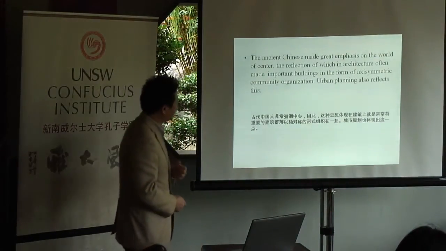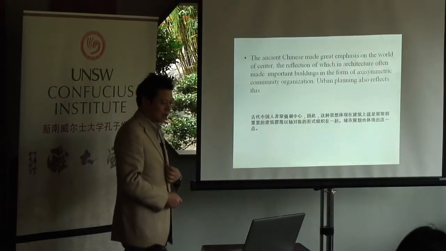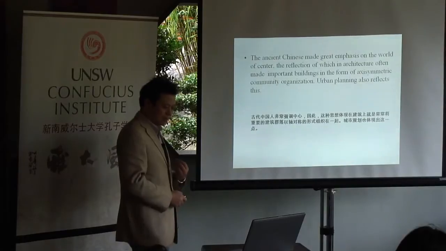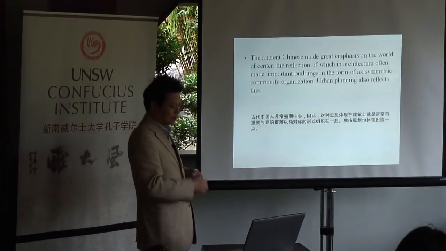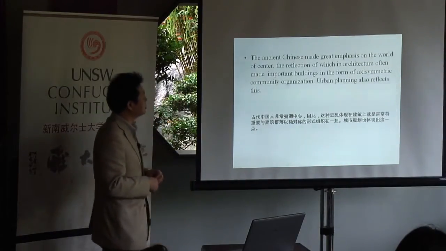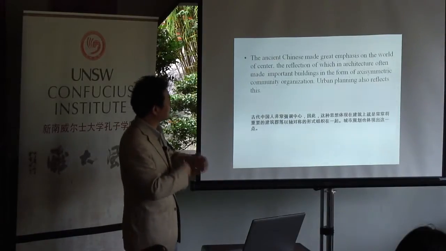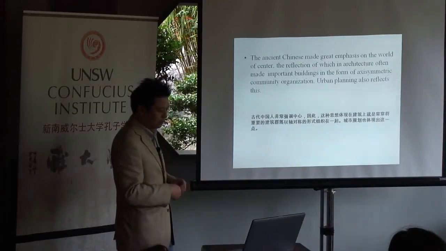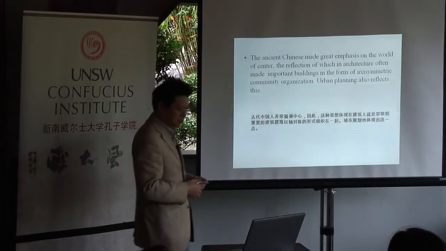The ancient Chinese made great emphasis on the word of the center, the reflection of which in architecture often made important buildings in the form of asymmetric community organization. Urban planning also reflects this.